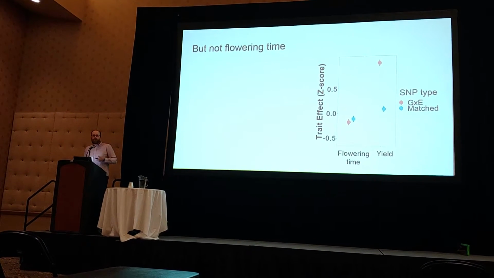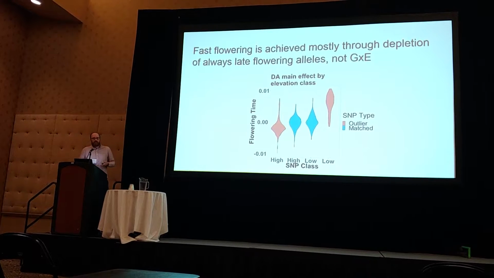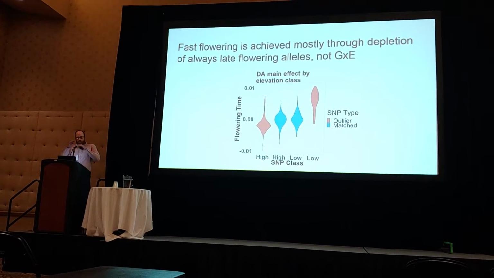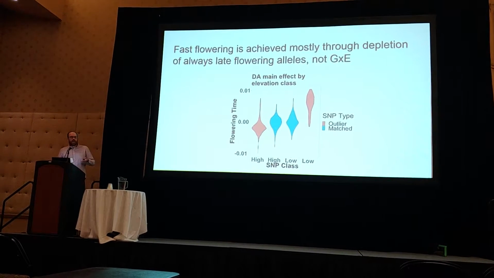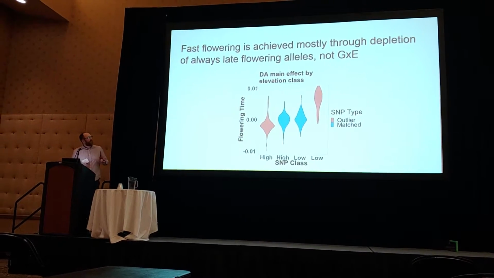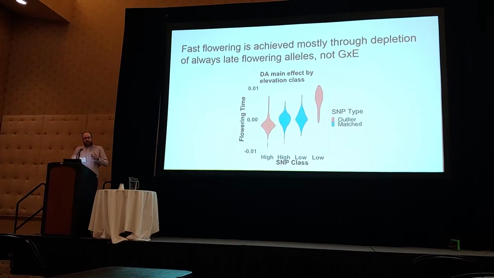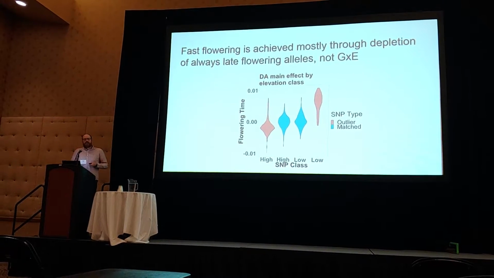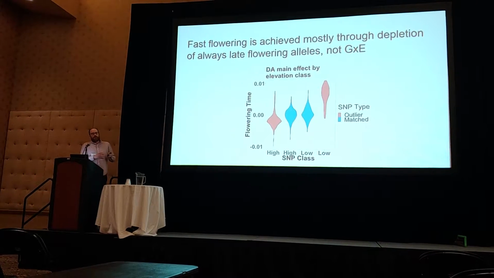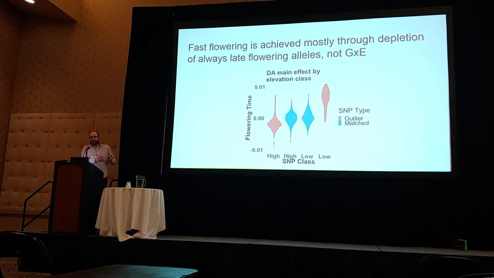Instead of looking at the G by E, we looked at the main effect, which is just the site-independent or environmental-independent genetic effects. And what we see is that fast flowering time can actually be achieved without really requiring G by E, because it doesn't matter what's going on in the lowlands. The only thing that really matters is that highland plants flower faster.